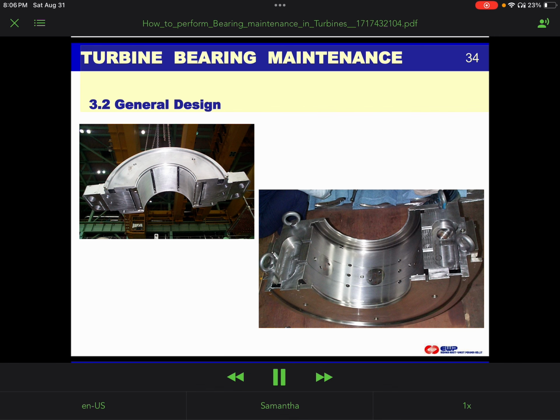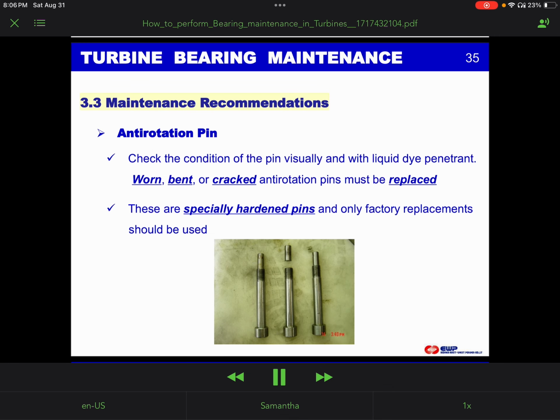Turbine bearing maintenance 34. 3.3 Maintenance recommendations. Anti-rotation pin. Check the condition of the pin visually and with liquid dye penetrant. Worn, bent, or cracked anti-rotation pins must be replaced. These are specially hardened pins and only factory replacements should be used.